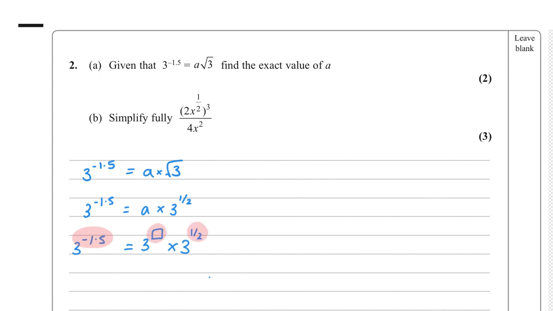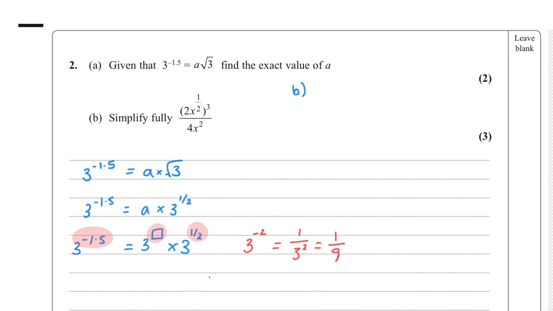So what number plus a half gives me negative a half? It's negative 2. So this must be 3 to the power of negative 2, which we know is 1 over 3 squared, which is 1 over 9.